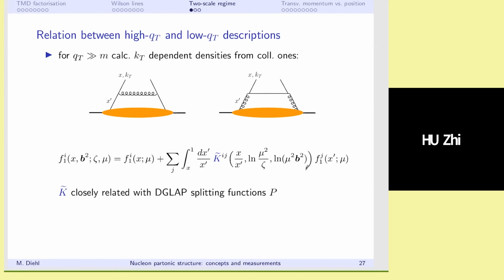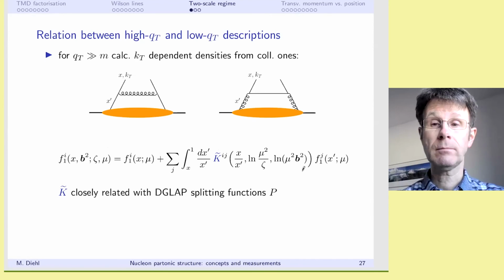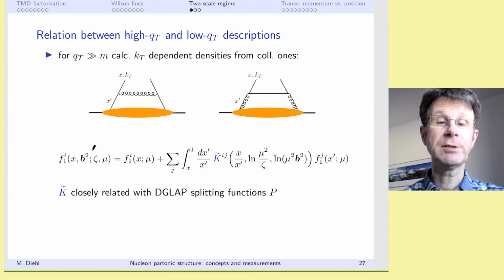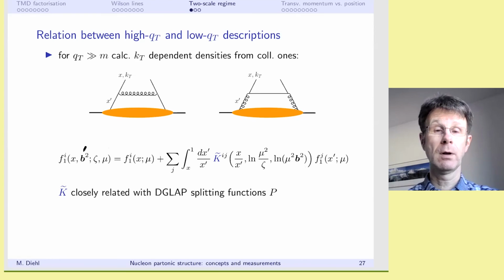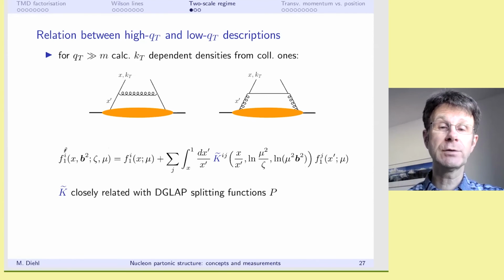So you mean that this connection is not in between the high Qt described fragmentation, that part, right? Yes, indeed. You can see it explicitly in this matching regime where b squared is small. The evolution equations here are also valid if b squared is large, but then we lose the connection to the integrated PDFs.